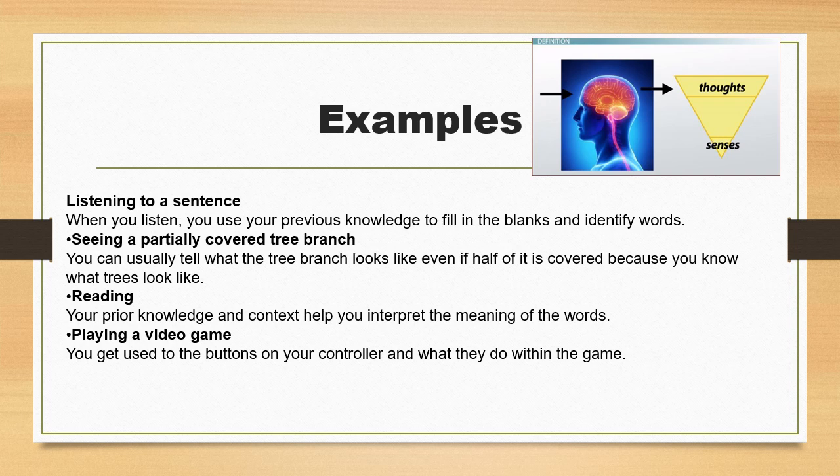When you see a tree branch, even if it's partially covered, well, you know what a tree looks like and you know what a branch looks like. So even if it's covered, you can kind of figure out what your senses are sending you. When we're reading, we use context clues. That's an example of top down. When you're playing a video game and you already know where the buttons on your controller are and you know what they do, that's an example of top down.